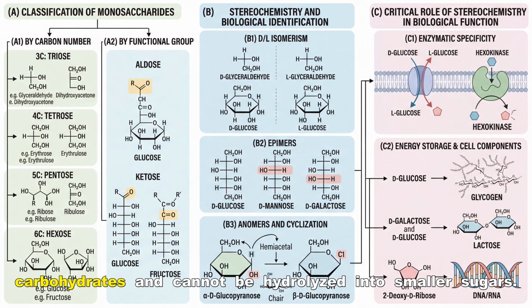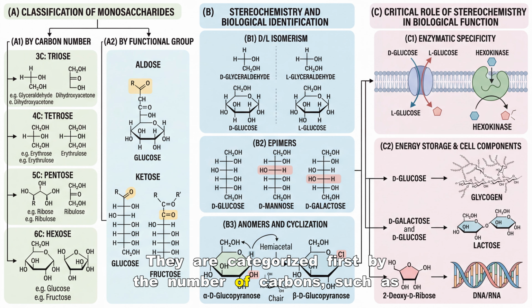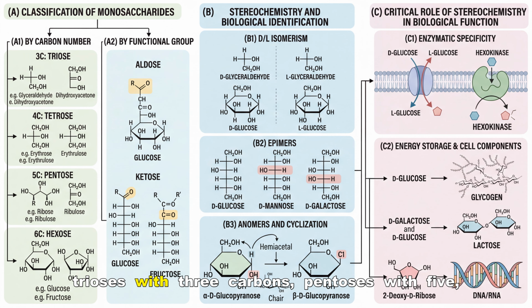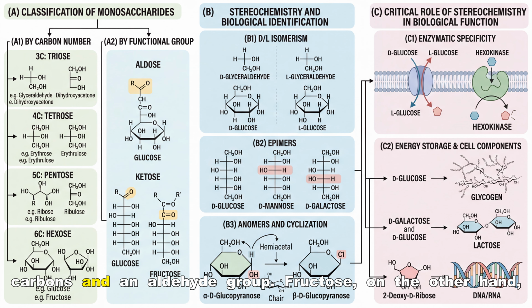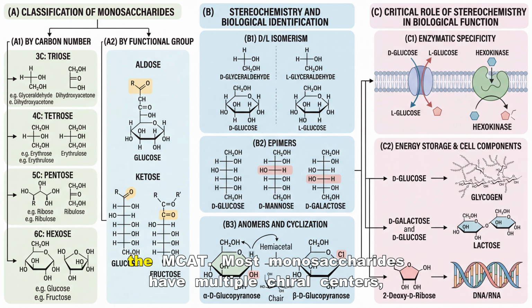Monosaccharides are the simplest carbohydrates and cannot be hydrolyzed into smaller sugars. They are categorized first by the number of carbons, such as trioses with 3 carbons, pentoses with 5, and hexoses with 6. Glucose, for example, is an aldohexose, meaning it has 6 carbons and an aldehyde group. Fructose, on the other hand, is a ketohexose. Another key classification is stereochemistry, which is extremely high yield for the MCAT.